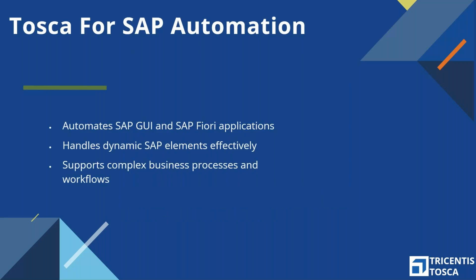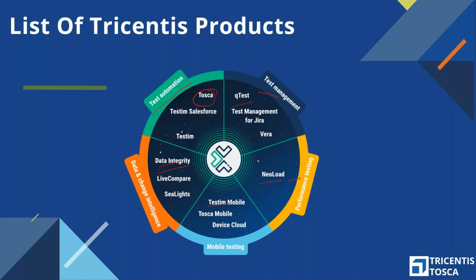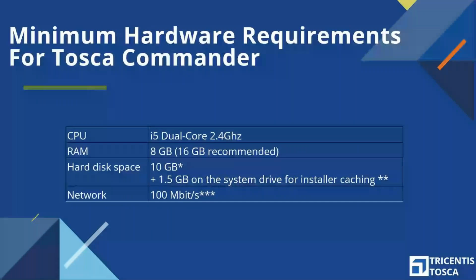Drawbacks we discussed, and the products which Tricentis is providing: the test automation tool, which is nothing but Tosca, and then test management, qTest. Then NeoLoad for performance testing, Tosca Testsuite for mobile automation, and Data Integrity for database testing and data warehouse testing.